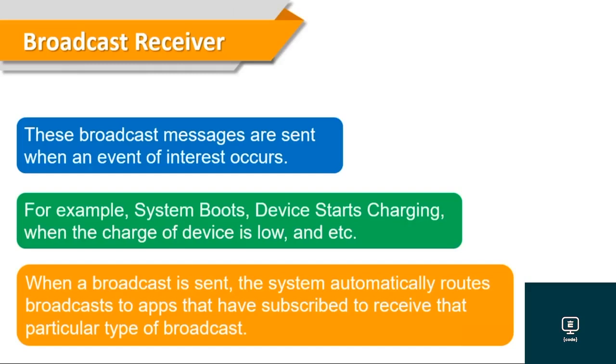Now, let me give you another example. When a device battery is low, the system will send a message to the subscribed applications. So after the application gets the message, the application can stop its background tasks. So then this both reduces the device battery consumption and it prevents sudden interruption of the background task.